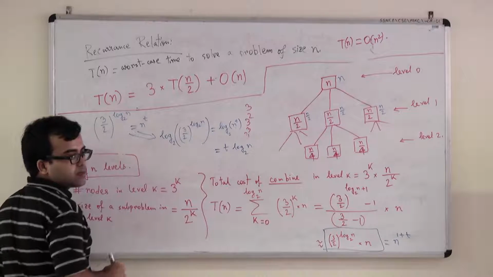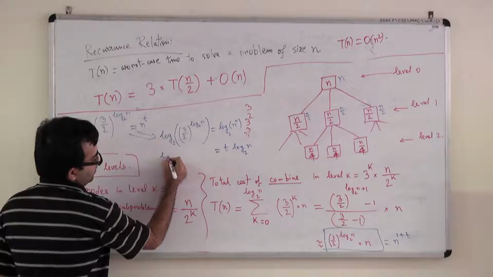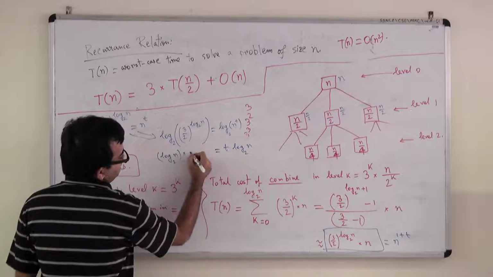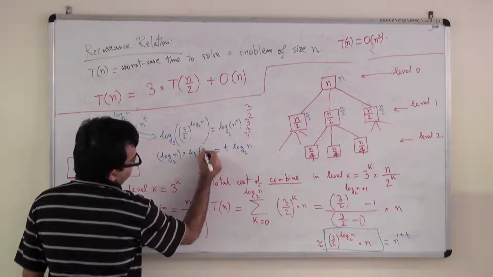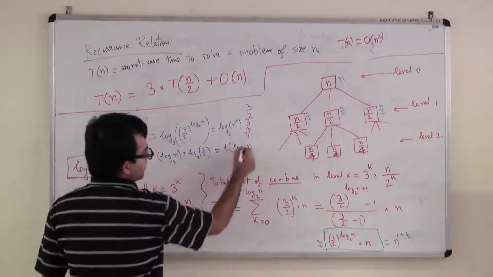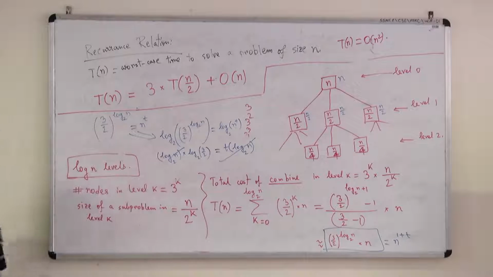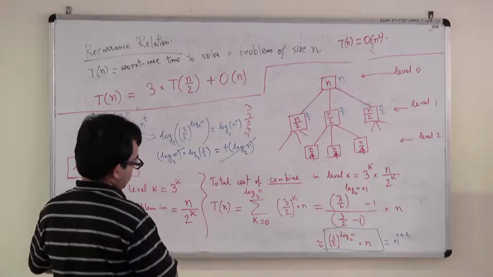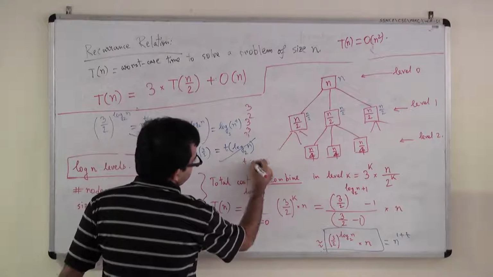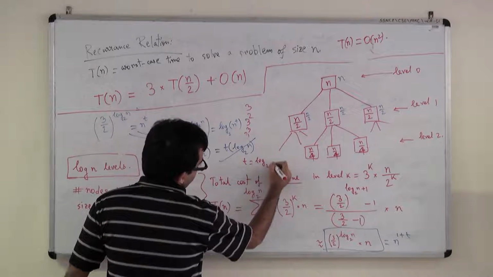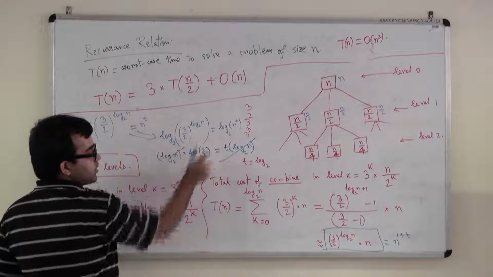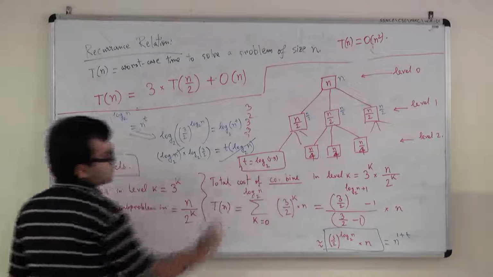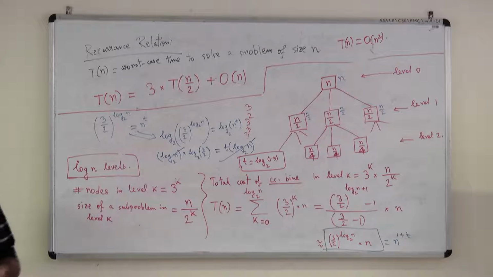What is the left hand side? This log n will come up front, right? Log n times log to the base 2 of 3 by 2. Now we can cancel log n from both sides, right? And so what we are going to get? t is equal to log to the base 2 of 3 by 2, which is about 0.58, correct? Now is this number less than 1?